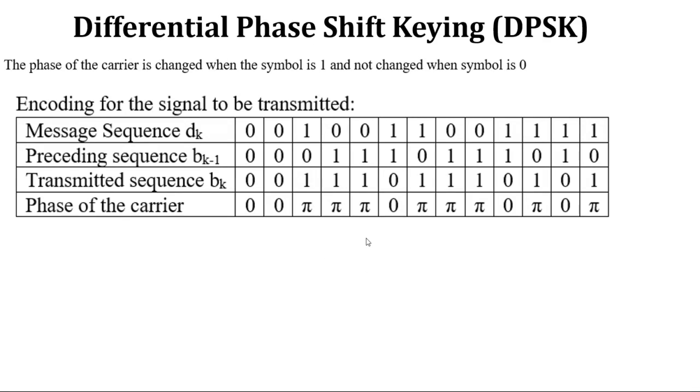We have to design the transmitter using this sequence. For input bit 0, there is no change in the phase. That is, we have to compare the previous phase with the current bit, so we will have the next phase. So for that purpose we have to design the transmitter.